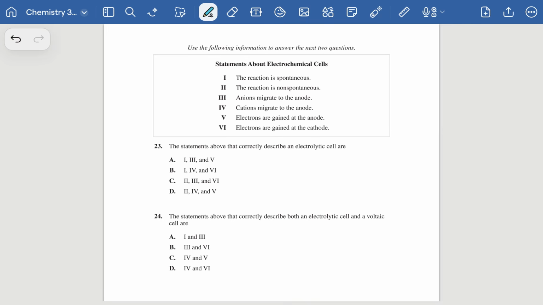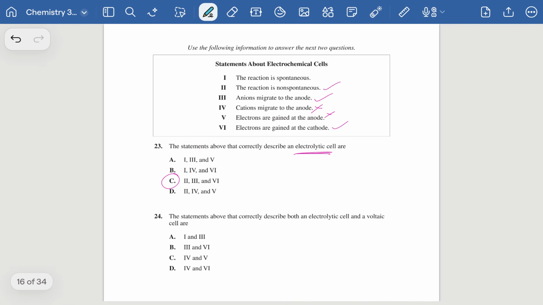The next one is more theory, knowing how an electrolytic cell works. Number 23, what correctly describes an electrolytic cell. Electrolytic is opposite of voltaic, so it's not spontaneous, it is non-spontaneous. Anions, doesn't matter what, always go to the anode. Cations go to the cathode, so that's wrong. Electrons are gained at the cathode, not the anode. So the one that is true here is C.